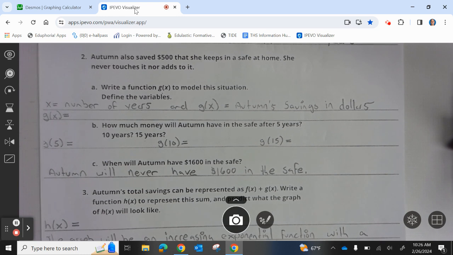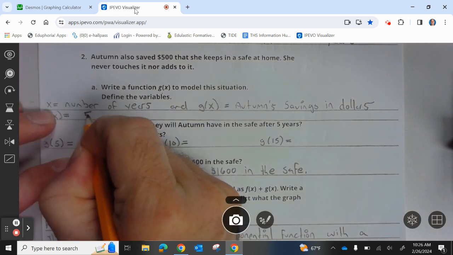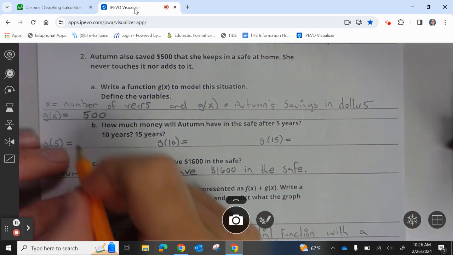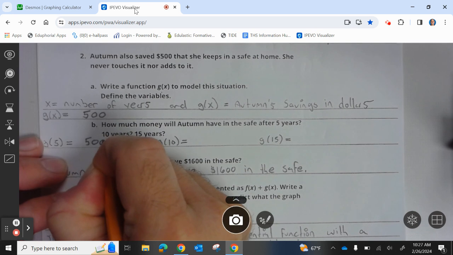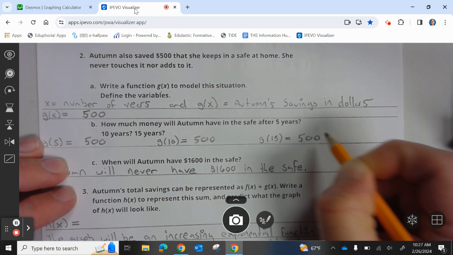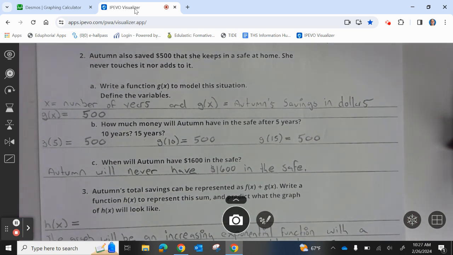2. Autumn had also saved $500 that she keeps in a safe at home. She never touches it nor adds to it. Write a function g of x to model the situation. X is the number of years, and g of x is Autumn's savings account in dollars. G of x equals 500. In 5 years, she'll have $500 in the safe. In 10 years, she'll have $500 in the safe. And in 15 years, she'll have $500 in the safe. C, when will Autumn have $1,600 in the safe? Autumn will never have $1,600 in the safe.